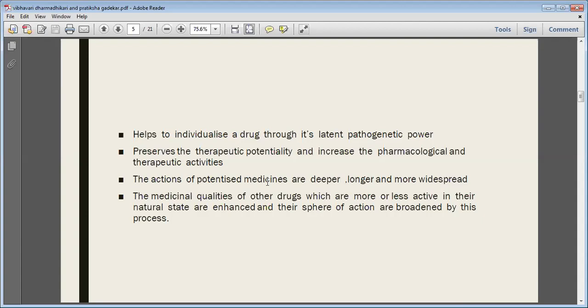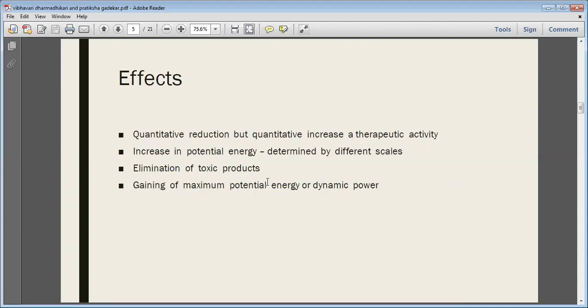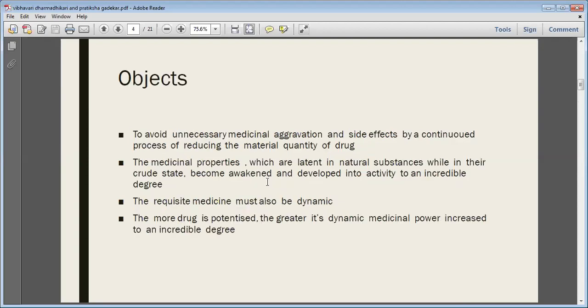So, the medicinal qualities of other drugs, which are more or less active in their natural state, are enhanced and the sphere of action is broadened by this process. These are the objects of potentization. By keeping these objects in mind, Dr. Hahnemann started the drug potentization.